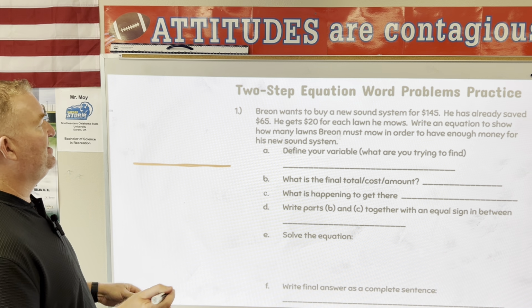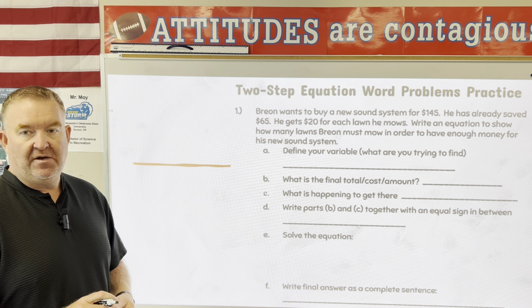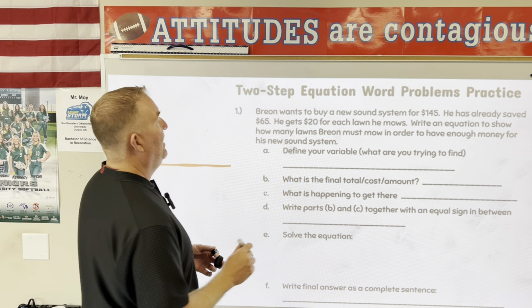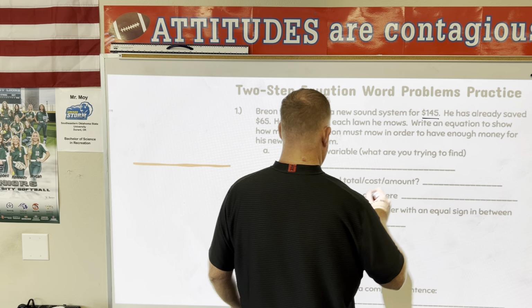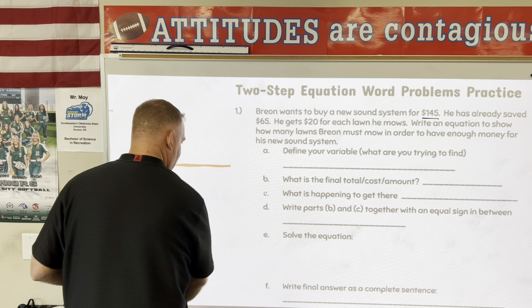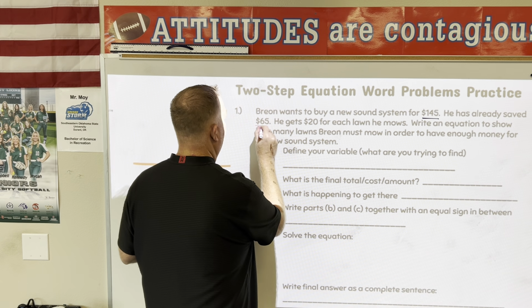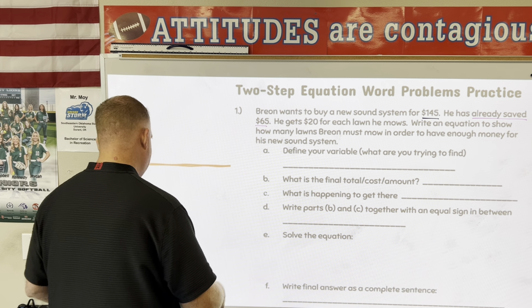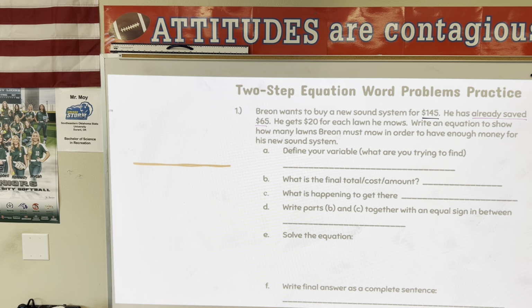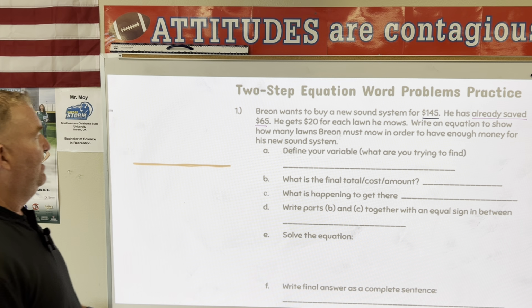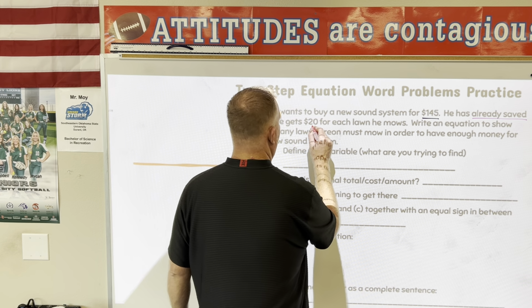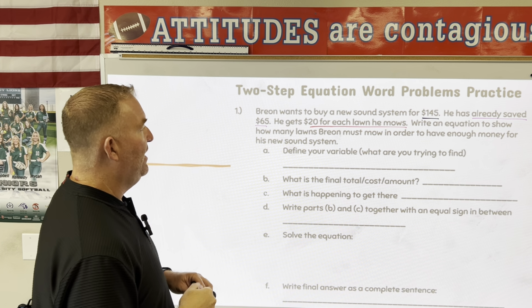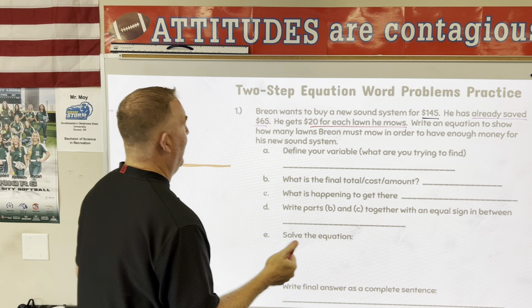He has already saved $65. Do you think that's important? Yes, that's important. He wants a new sound system for $145. He's already saved, I'm going to mark this, let's put this in pink, he's already saved $65. And what's the other thing you see up there? What's next? What does it say? He gets $20 for each lawn he mows. Everybody good? Write an equation to show how many lawns.